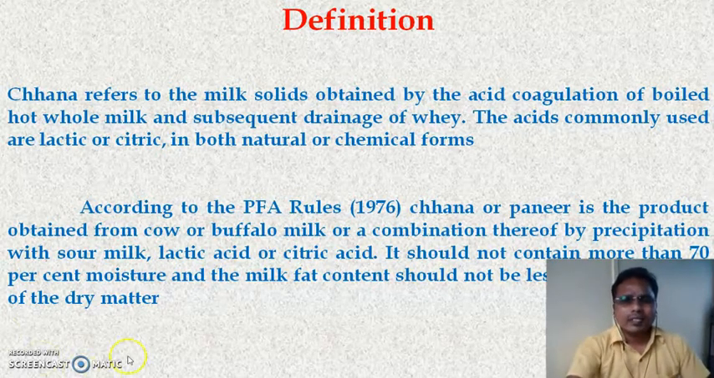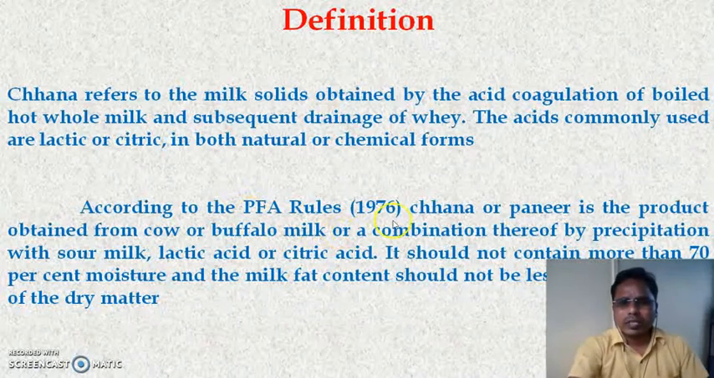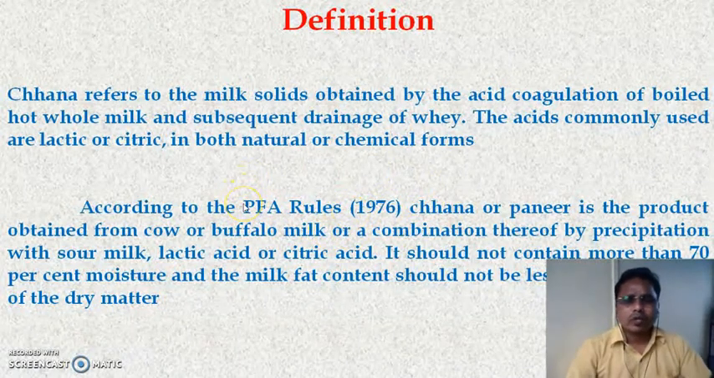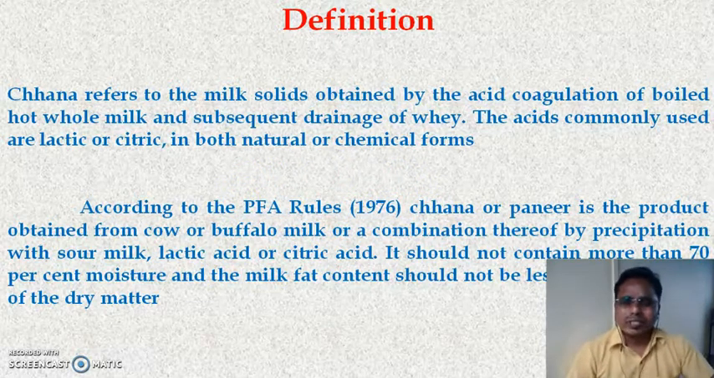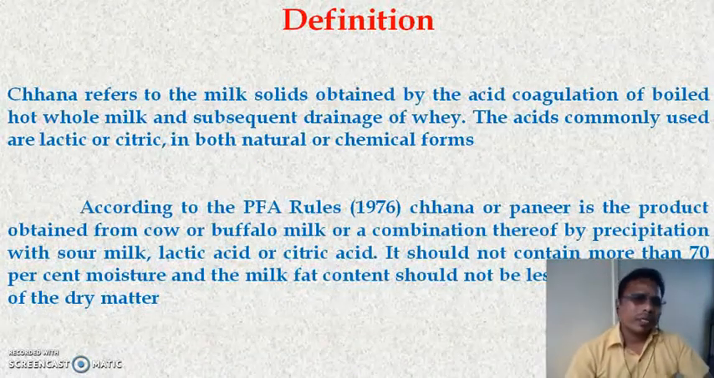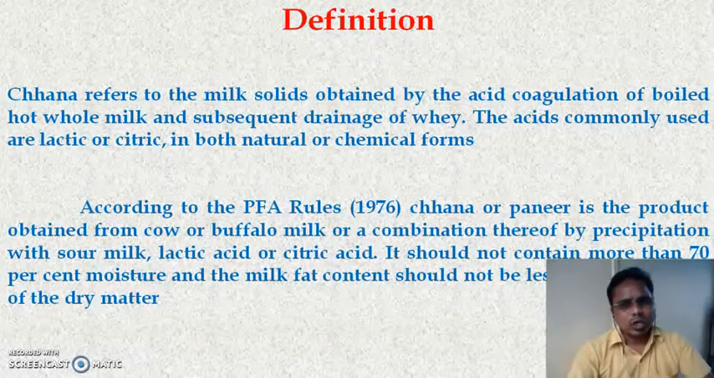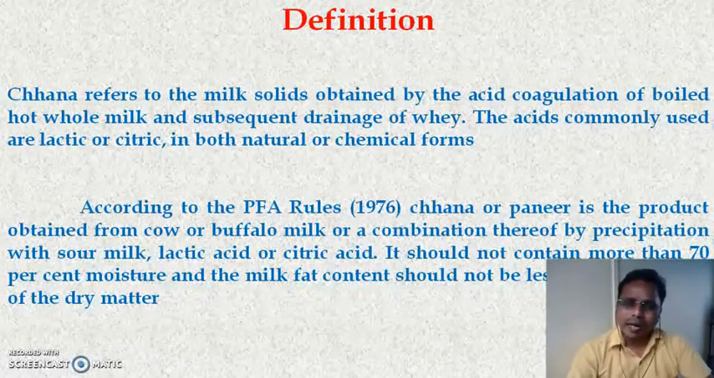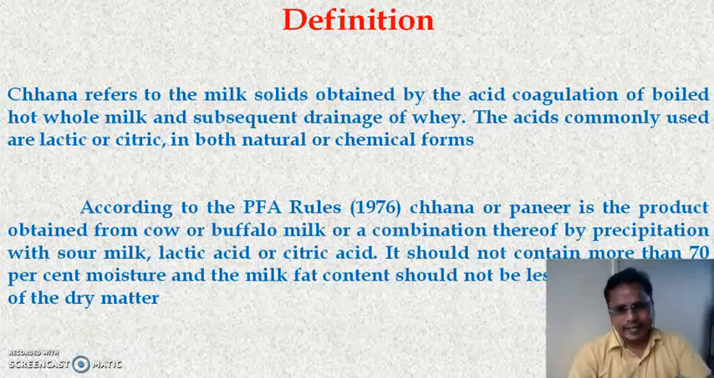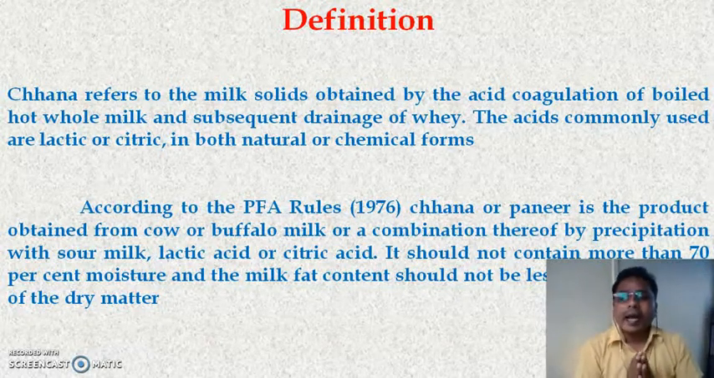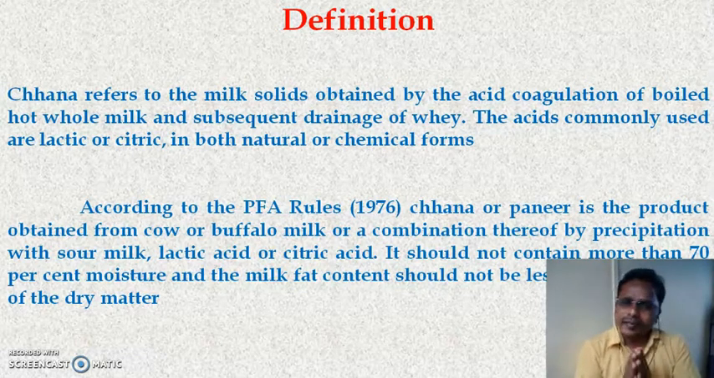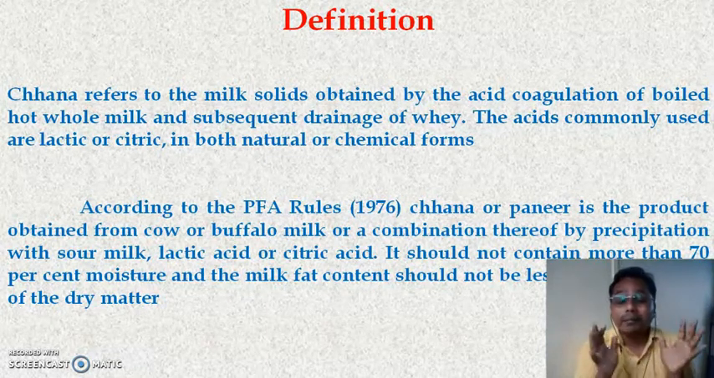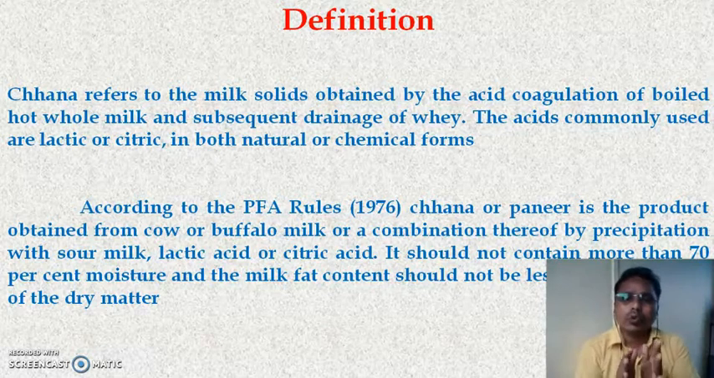Now let's see the definition according to PFA rules 1976. So what the PFA rule states, according to PFA rules 1976, channa or paneer is the product obtained from cow milk, buffalo milk, or a combination thereof by precipitation with sour milk, lactic acid, or citric acid, and it should not contain more than 70% moisture, and the milk fat content should not be less than 50% of the dry matter. So this is the definition according to PFA rules 1976.